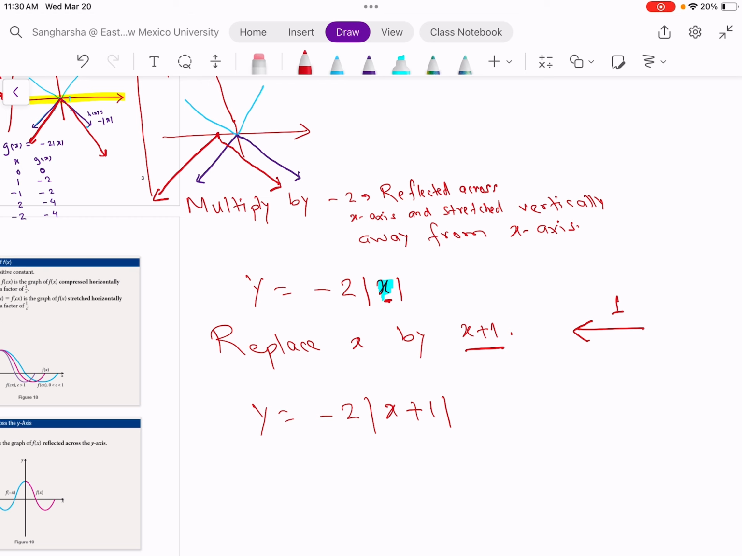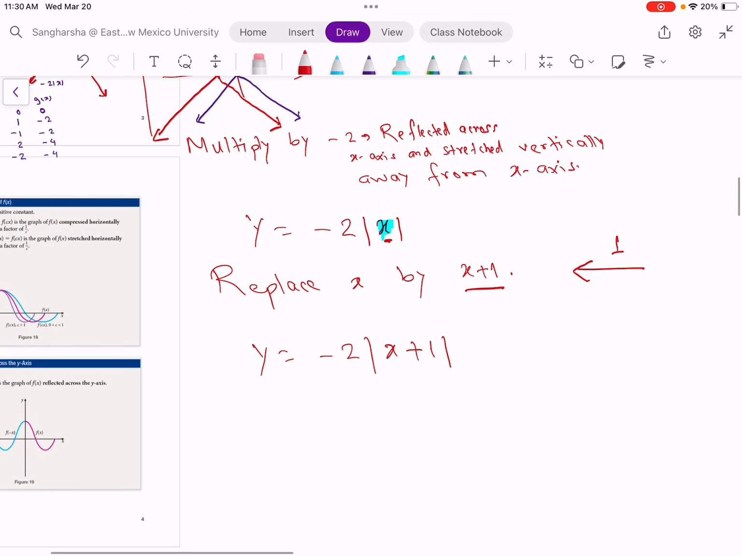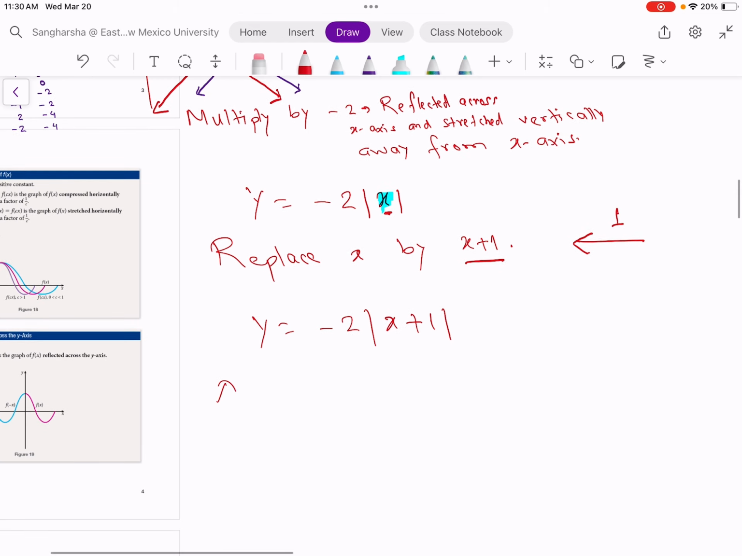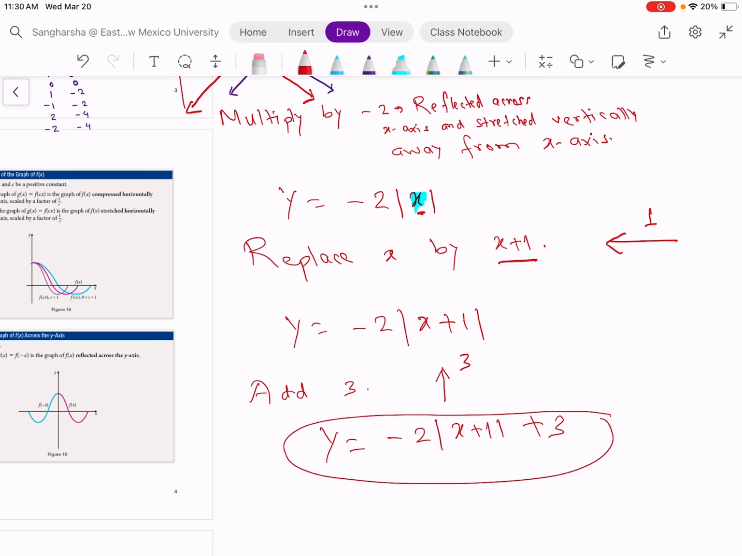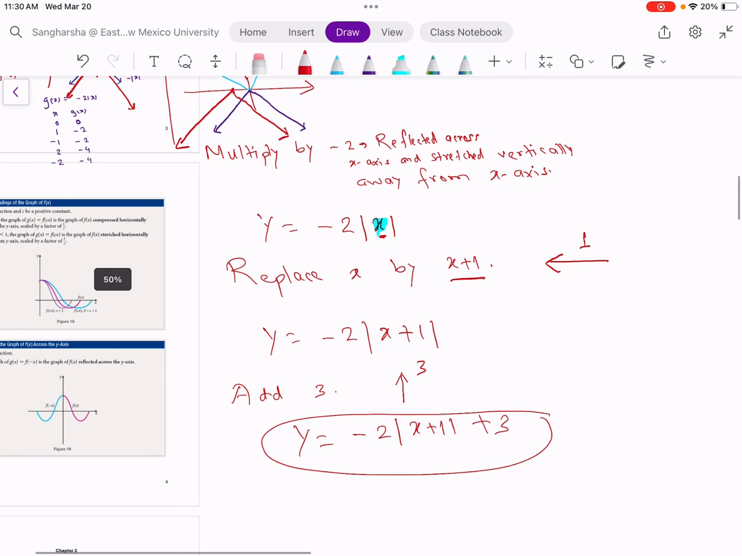Now next, what do we need? We need plus 3, right? It means we add 3. So adding 3 means we are moving our graph vertically up by 3 units. And so we have y equals -2 times the absolute value of x plus 1, plus 3. So this is our final function, and we have to shift this graph vertically up by 3 units.